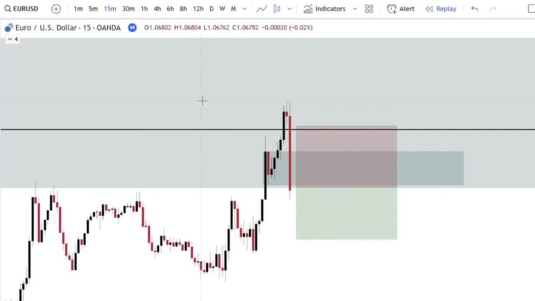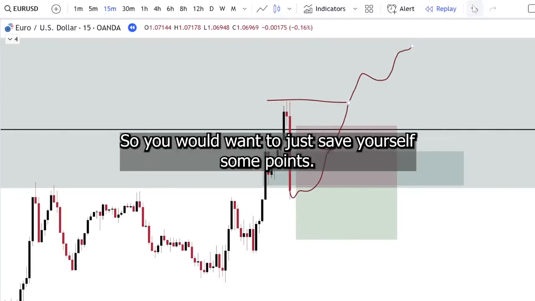And the reason it's right above your overlap and not completely the swing, because you're saving yourself a few points just for the fact that if price already broke this demand order block. So if price comes up here and breaks this order block again and closes above here, it will more than likely take out this level and continue the opposite direction. So you would want to just save yourself some points.